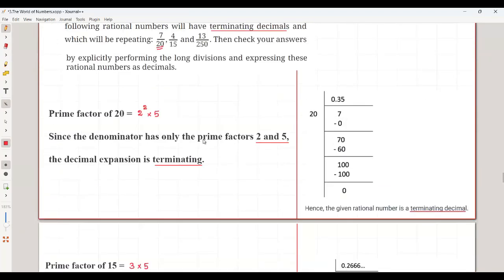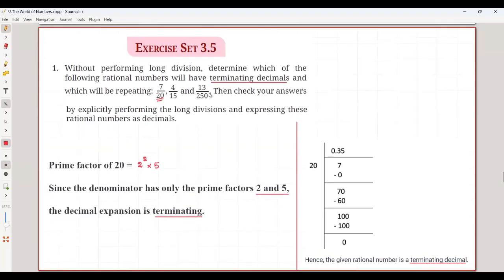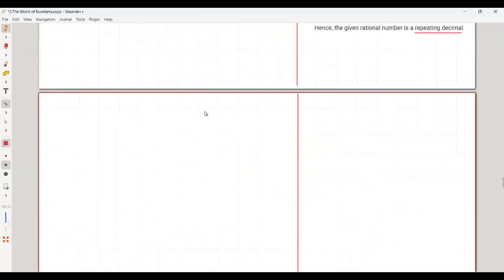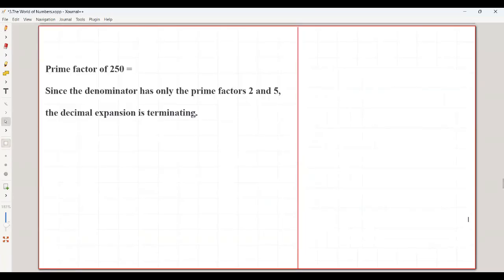For the third question, 13 by 250, I have to find the prime factorization of 250. So the prime factorization of 250 is 2 into 5 cube.